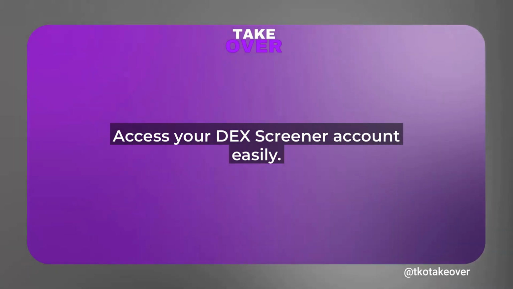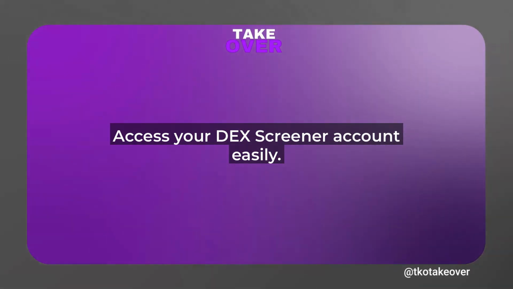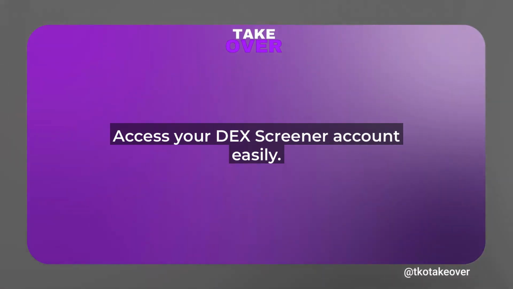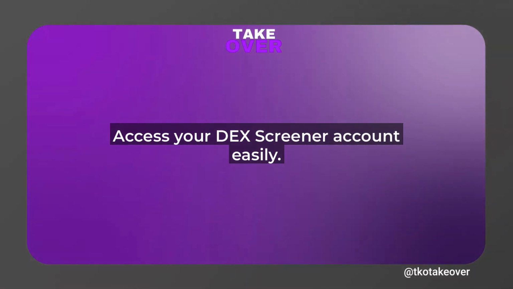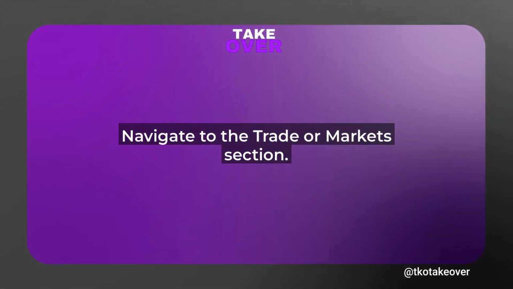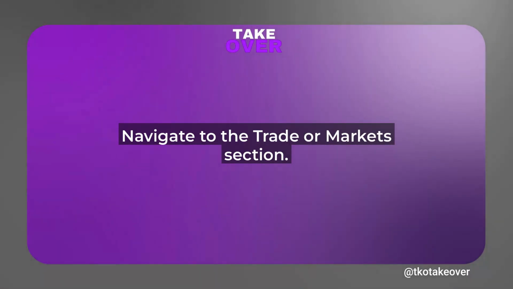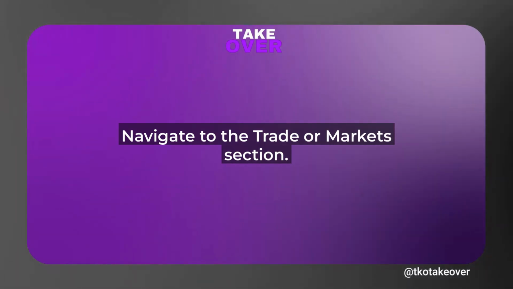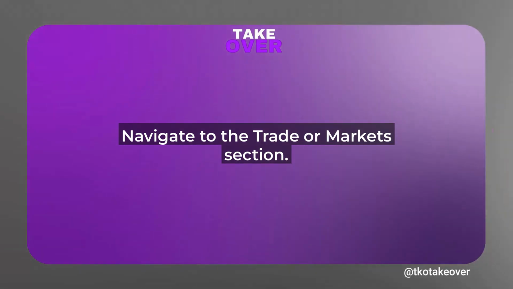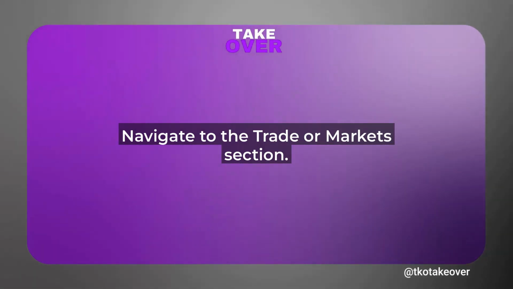First off, what's a stop loss? It's an automated order that sells your asset when it hits a specific price, helping you lock in profits or cut losses before things get ugly. With DEX Screener's 2025 updates, the interface is even more user-friendly, featuring enhanced security and real-time analytics. To get started, make sure you have a wallet connected, like MetaMask, and head over to the DEX Screener website.